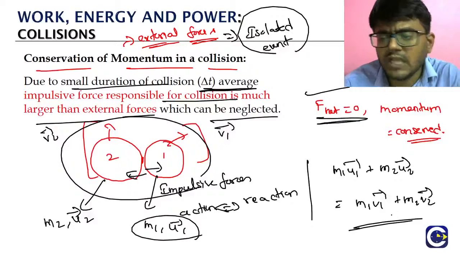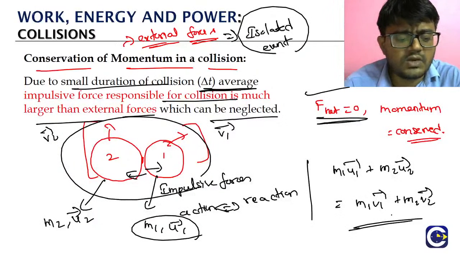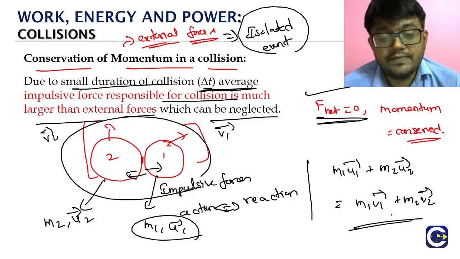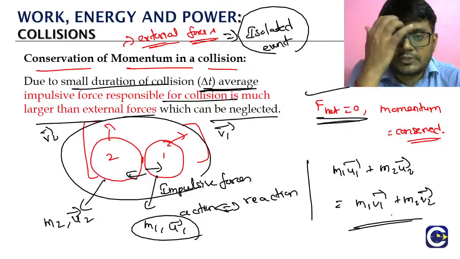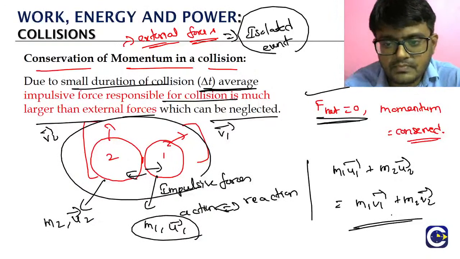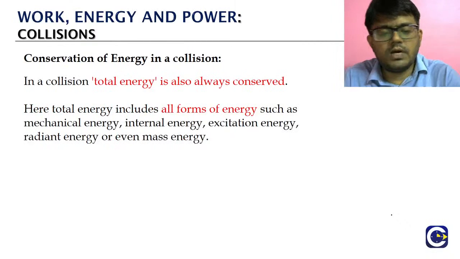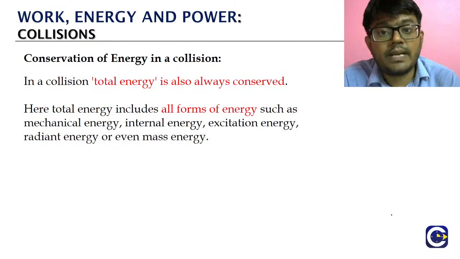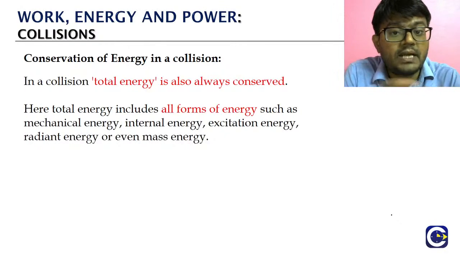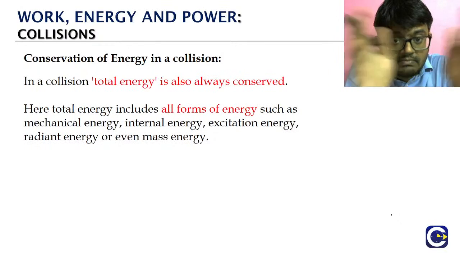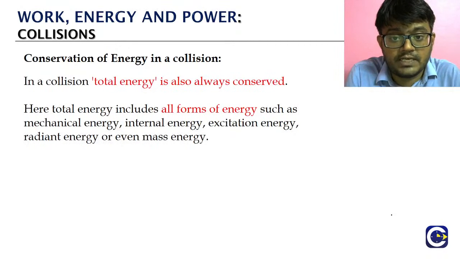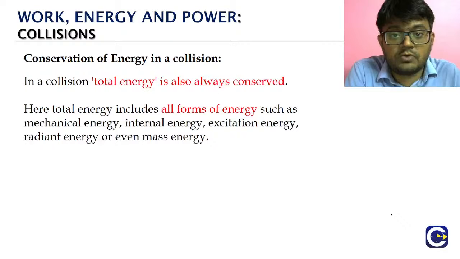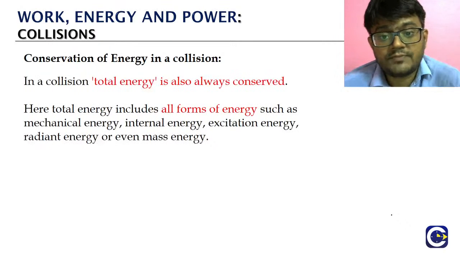Okay, and also we have seen the reason why we call collision an isolated event, because the external forces will be negligible in comparison to the impulsive force acting on each and every body. Now we talked about what happens to the momentum of particles. Individual particles' momentum might change, but for the system, whatever the total particles involved in the collision, the total momentum of particles before the collision will be equal to the total momentum of the particles after the collision.